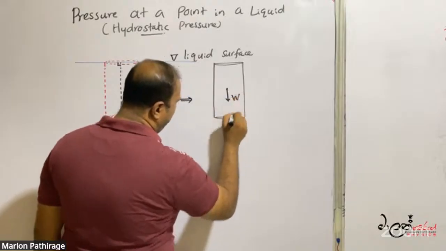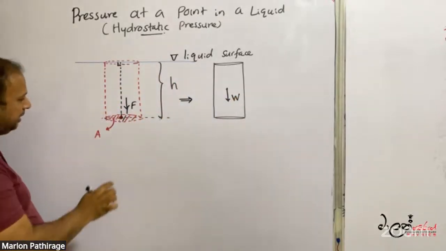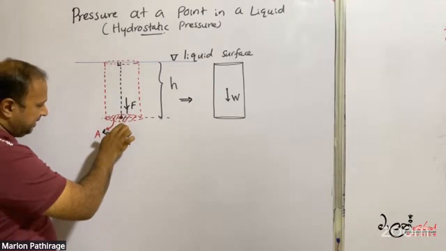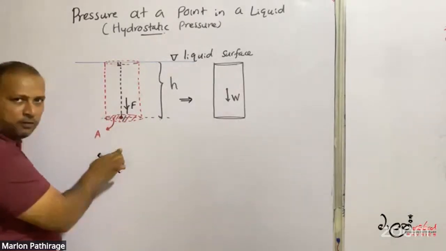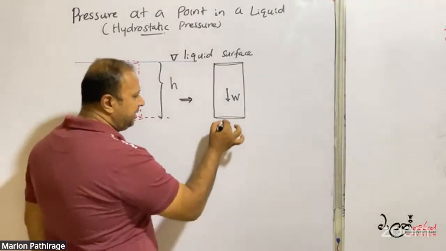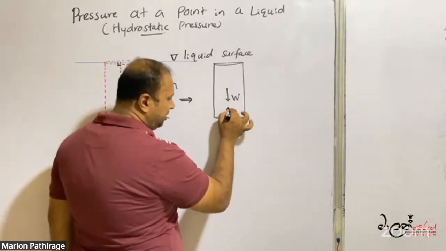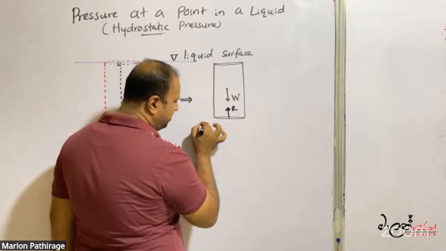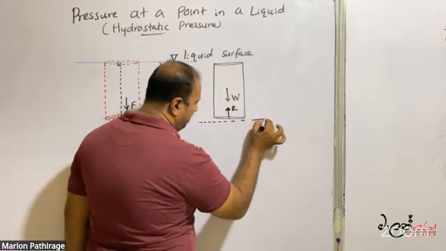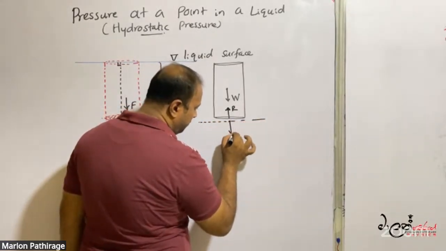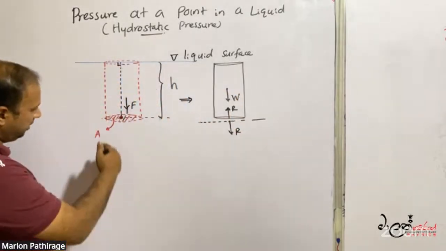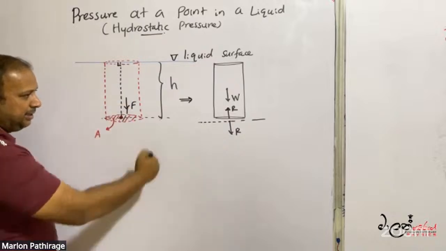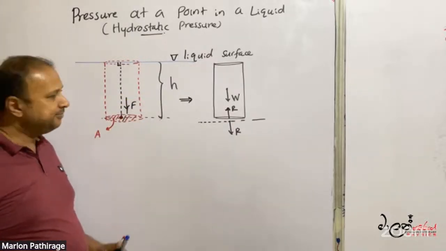So this is the weight of the water column. So this surface is in contact with the below surface, below water level. Therefore, definitely there's a contact reaction. There's a contact reaction between the below surface and this water column.